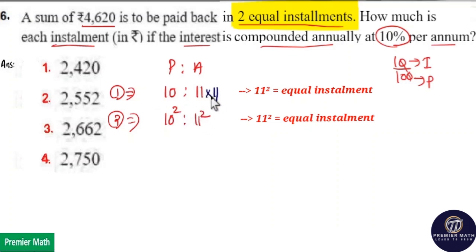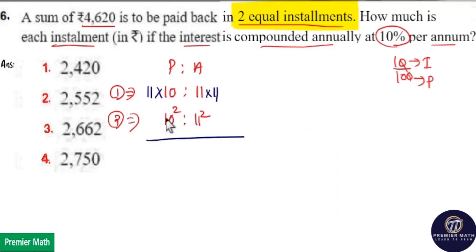Now, if I multiply 11 here, I should multiply 11 in principal as well. Now you can see we have 4620 as sum. Here, sum means principal. Here, 11 into 10 is 110. 110 plus 100 is equal to 210, which means 210 is equal to 4620.